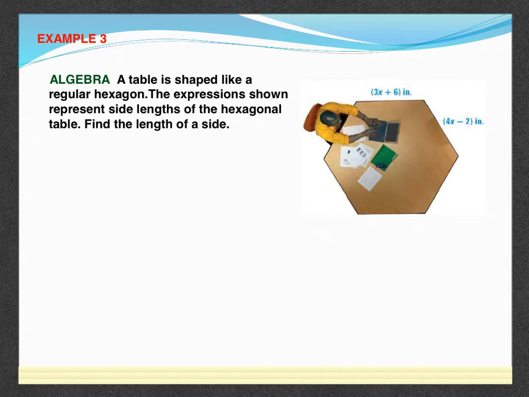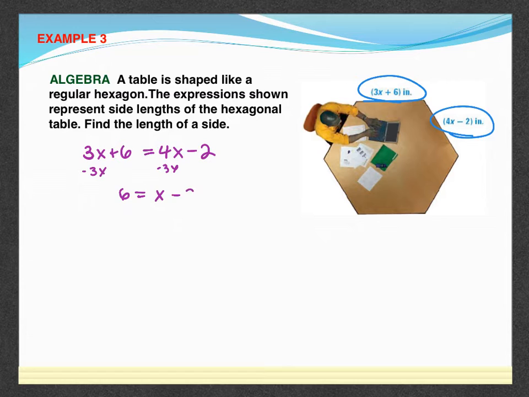Same with the angles, right? So if they give me 2 side lengths, what do I do with those? Set them equal to each other. So 3x plus 6 equals 4x minus 2. Subtract the 3x. Add the 2. X equals 8. Okay, but again, it's not asking just for x.